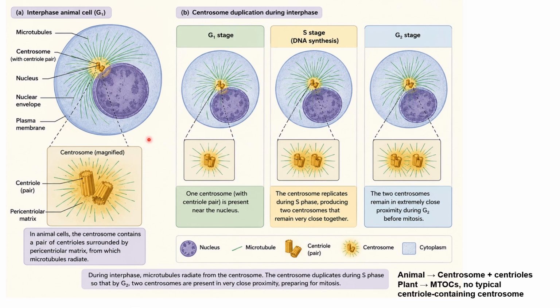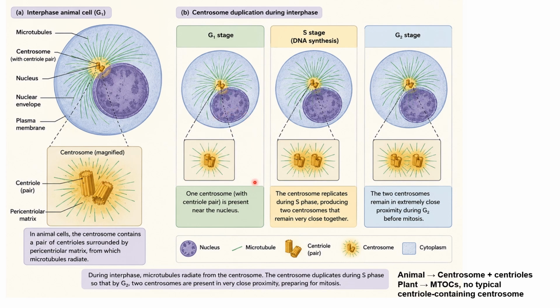Before a cell divides, it needs to make sure that all the components required for cell division are properly prepared. One important structure involved in this preparation is the centrosome. In this slide, we can see how the centrosome changes during G1, S and G2 phase. In animal cells, the centrosome contains a pair of centrioles surrounded by pericentriolar matrix from which microtubules radiate.